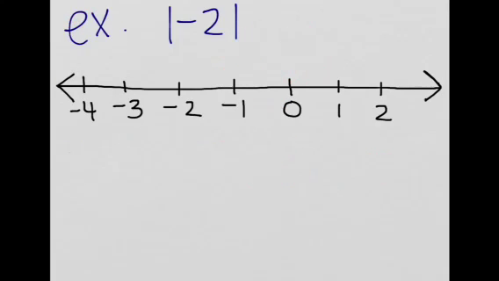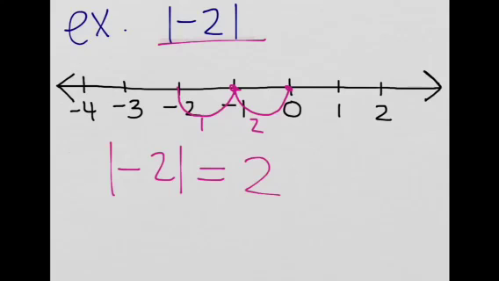So we're trying to find the absolute value of negative 2. So we need to find how far away negative 2 is from 0. So we hop. We're one spot away, we're two spots away. So 1, 2. So the absolute value of negative 2 is equal to 2.